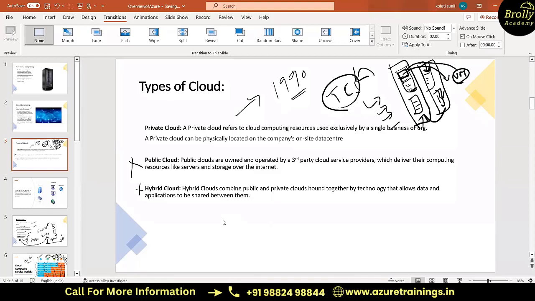Their network engineers can go to the data centers and check the networking components. Their storage engineers can go to the data center and check storage. Each and every thing, all the control authority TCS has. This is called private cloud. Previously, we had the concept called private cloud.